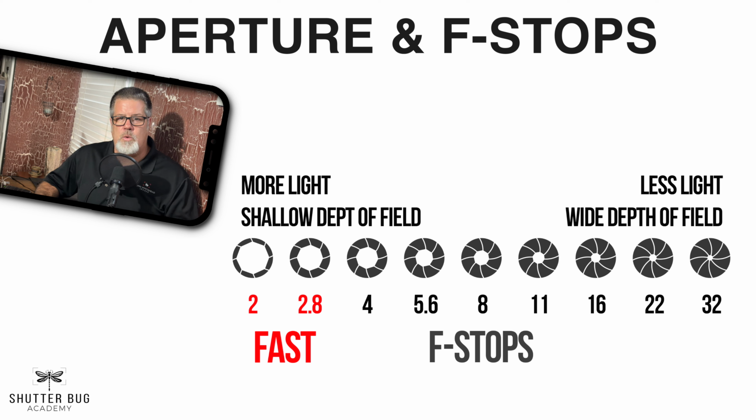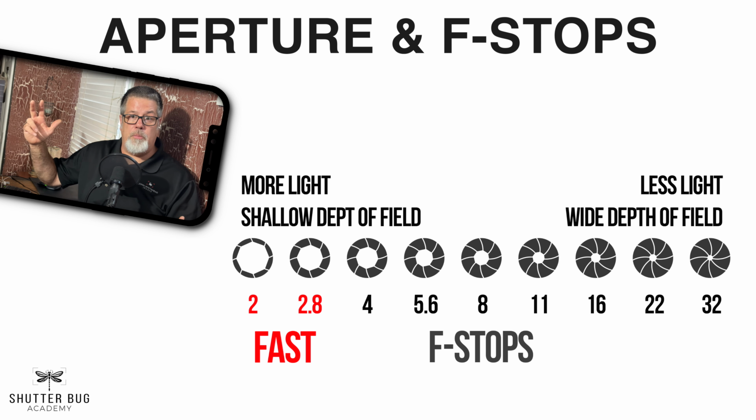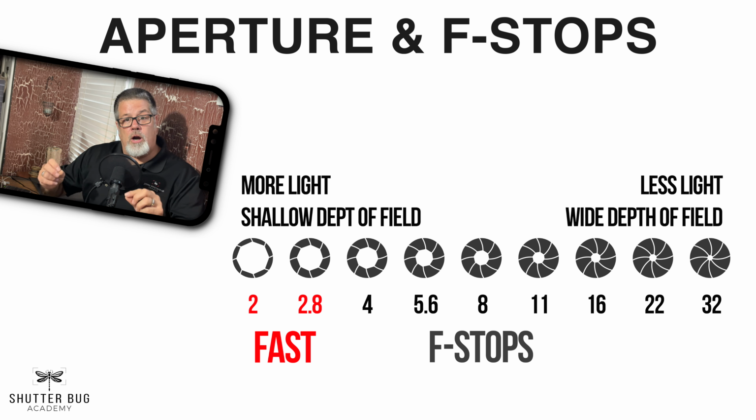So how does this work? So the small number, the f2.8, is the largest opening. So that's letting in the most amount of light. And that's where people get confused. The small number is the largest opening and lets in the most amount of light. And the largest number is the smallest opening and lets in the least amount of light. So it's almost like you're dyslexic and you flip-flop these numbers back and forth, and that gets confusing to people when they start learning photography.